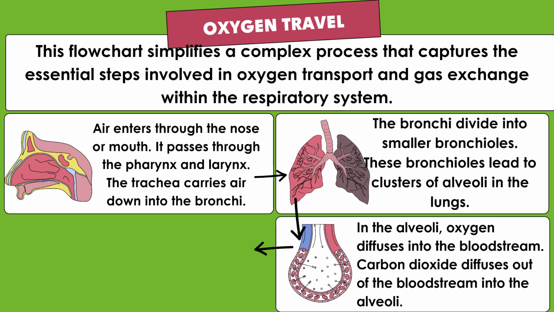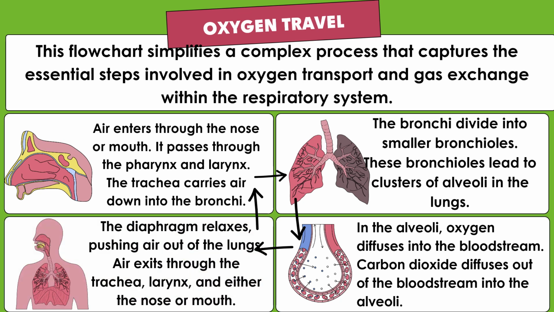In the alveoli, oxygen diffuses into the bloodstream. Carbon dioxide diffuses out of the bloodstream into the alveoli. The diaphragm relaxes, pushing air out of the lungs. Air exits through the trachea, larynx, and either the nose or mouth.